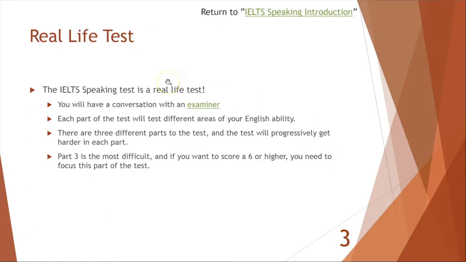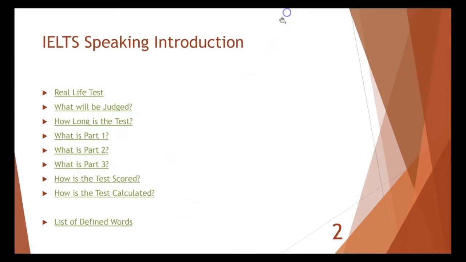So first off, it's a real-life test. The IELTS speaking test is like a conversation with an examiner. Each part of the test will test different areas of your English ability, and there are 3 different parts to the test. It will progressively get harder in each part. So part 1 starts with the easiest and gets harder with part 2, and part 3 is the most difficult. If you want to score a 6 or higher, you need to really focus on part 3 of this test.